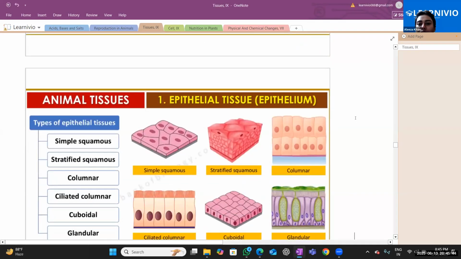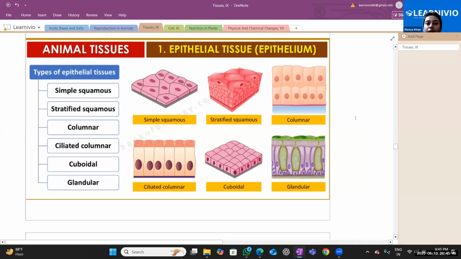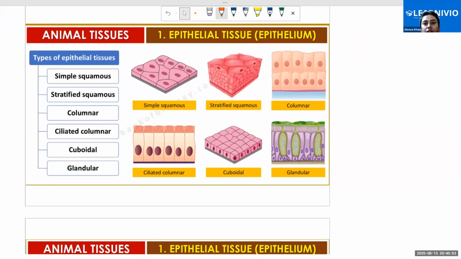So we have to start with the types of epithelial tissue. You must be having simple, squamous, stratified, columnar, ciliated, cuboidal, and glandular. If you can see, this is just a simple structure, which we are calling simple squamous. Stratified squamous means showing a 3D structure. If you can observe, this is a flat surface, but this is a kind of 3D structure. Squares are there. Squamous.